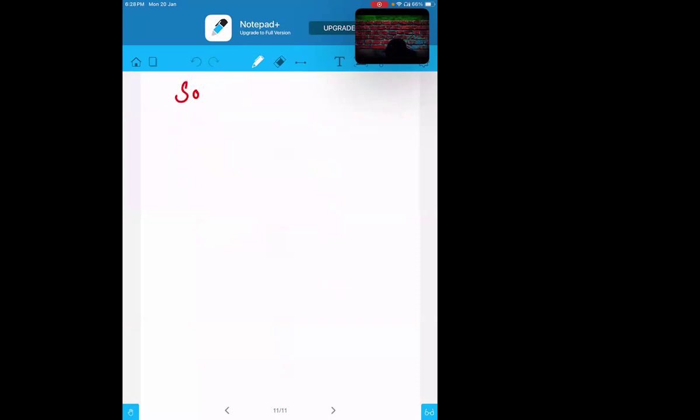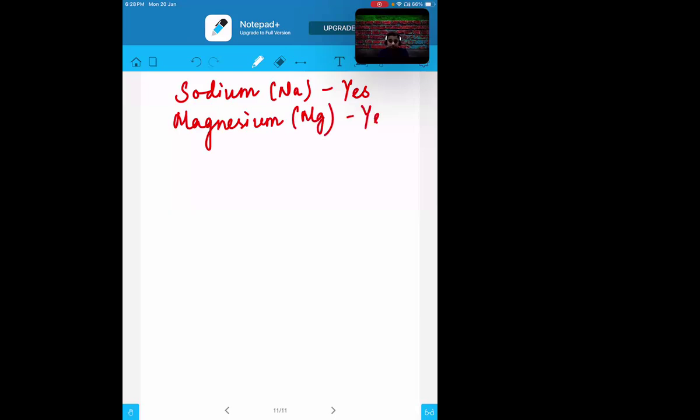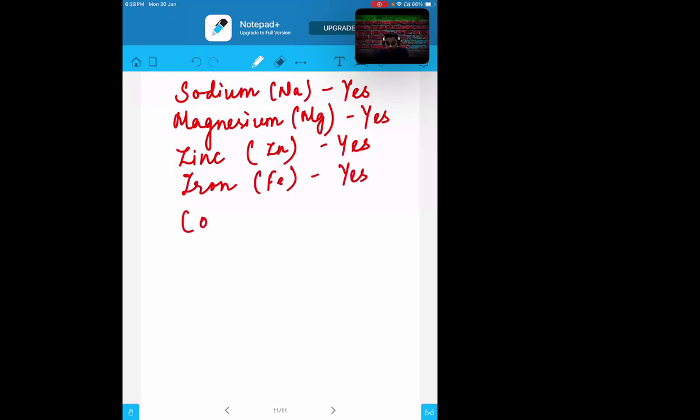For example, if I talk about sodium, which is Na, it will be reacting with the hydrochloric acid because it is highly reactive. Same goes for magnesium, Mg, which will also react with the hydrochloric acid because it is highly reactive. Zinc can also react because it is reactive. A moderate reaction will be there. It is not very highly reactive, but yes, it is reactive. Then iron is also reactive. That is why it is yes. But when we talk about copper, it is least reactive. That is the reason no reaction will be there.